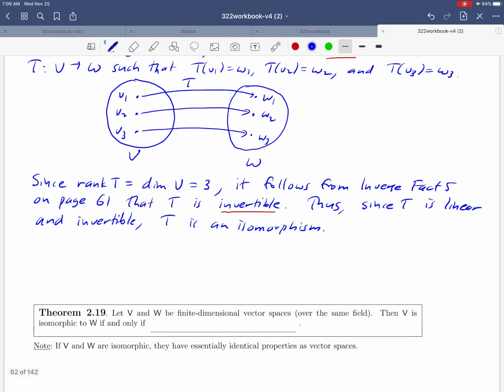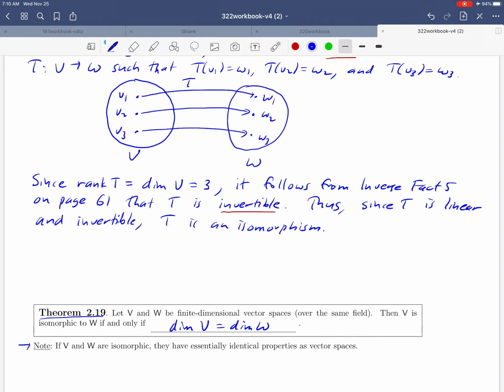Okay, so going down to Theorem 2.19 here, let's read this together. Let V and W be finite dimensional vector spaces over the same field. Then V is isomorphic to W if and only if the dimensions are the same. Okay, and just to say a word about the significance of this result.